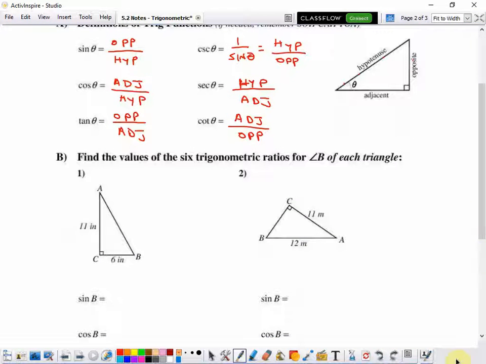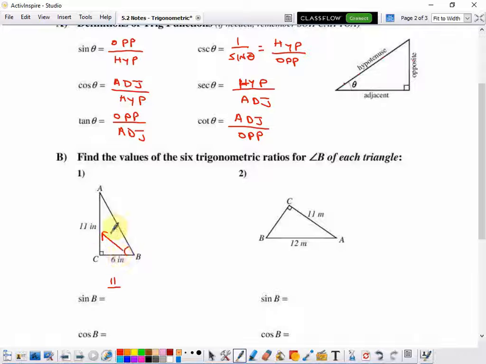Find the values of the 6 trigonometric ratios for angle B of each triangle. So here is angle B, and we want to know the value of sine, which is opposite over hypotenuse. So here's opposite. Hypotenuse is unknown. So it's 11 over something. So we're going to use the Pythagorean theorem to find that hypotenuse length.